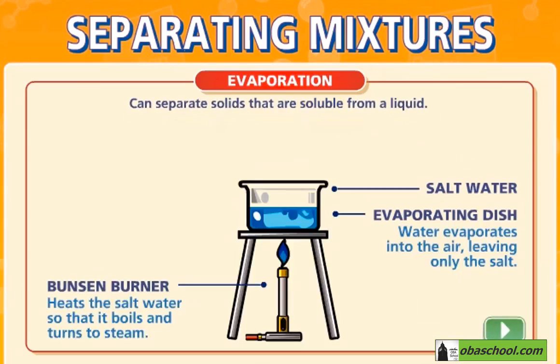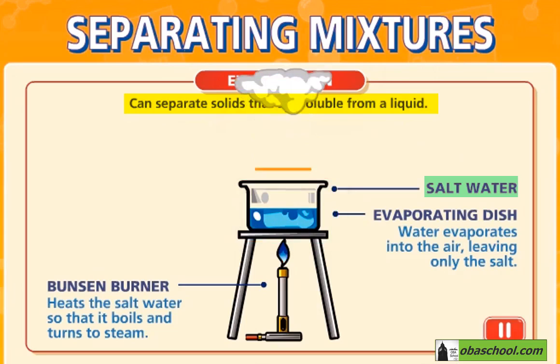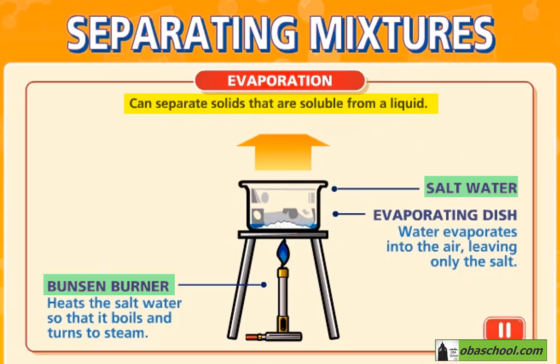A third way is evaporation, and we use it when we want to separate solids that are soluble in a liquid. For example, salty water. It contains salt and water. What we do is that we heat the salt water with a Bunsen burner so it boils and turns into steam. So water evaporates into the air, leaving only salt.